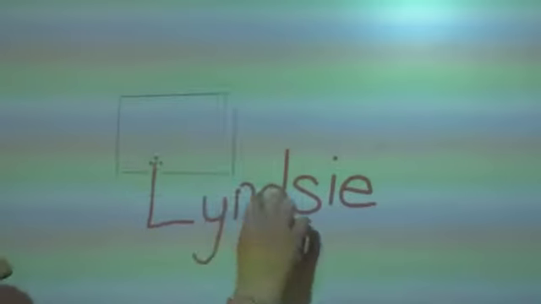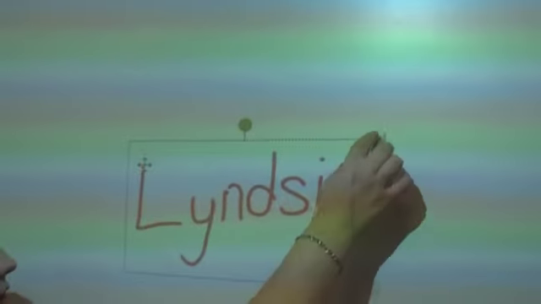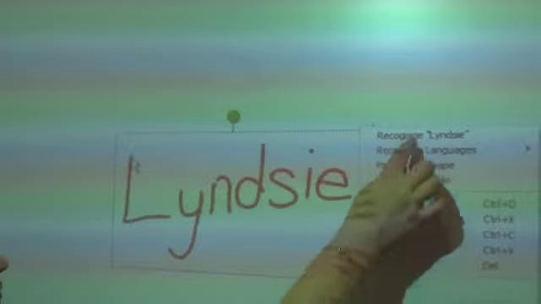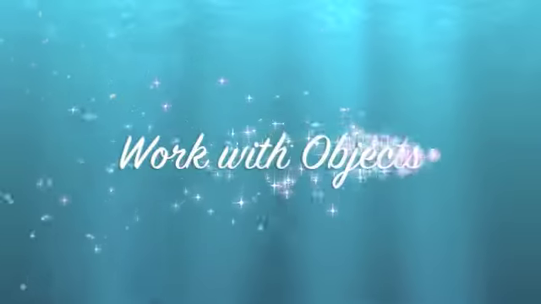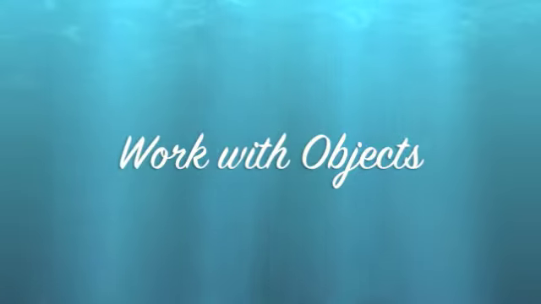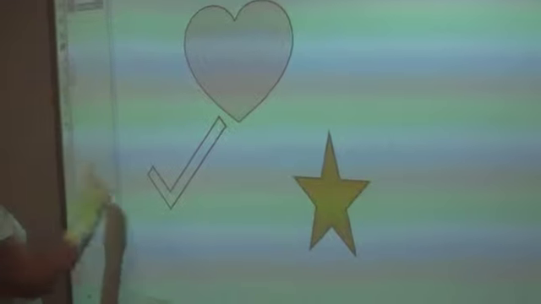Use your finger to highlight it and then click on the down arrow and choose recognize whatever you wrote, and it will turn it into text. Use the objects toolbar down at the bottom to put in whatever objects you would like. Make sure that whenever you go to click on something else, you click back on the cursor, that way it doesn't keep drawing that shape.